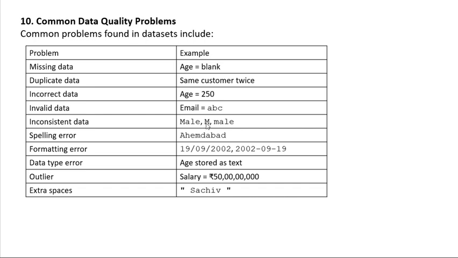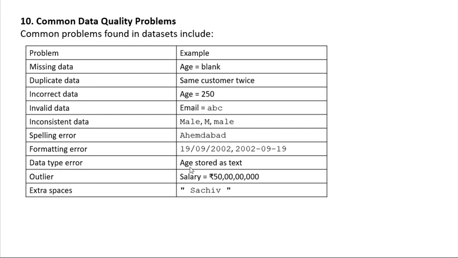And inconsistent data, like male written with capital letters and small letters, and one initial given, which is inconsistent. And spelling or case errors, like the city names: the first time with the first letter capital, the second time with all letters capital, and after that all in small letters. And formatting errors, like the date given first as day, then month, then year, and other times as year, then month, then day. And data type errors.